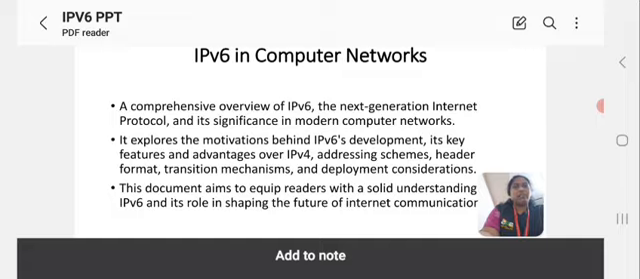IP version 6 is the Internet Protocol version 6, a comprehensive look at the next generation network protocol and its significance in modern computer networks. It explores the motivations behind IP version 6 development. It covers the features, advantages, and disadvantages of IP version 4. We are also discussing addressing schemes, header format, transition mechanisms, and deployment considerations in this particular PPT. In particular, we are discussing IP version 6.